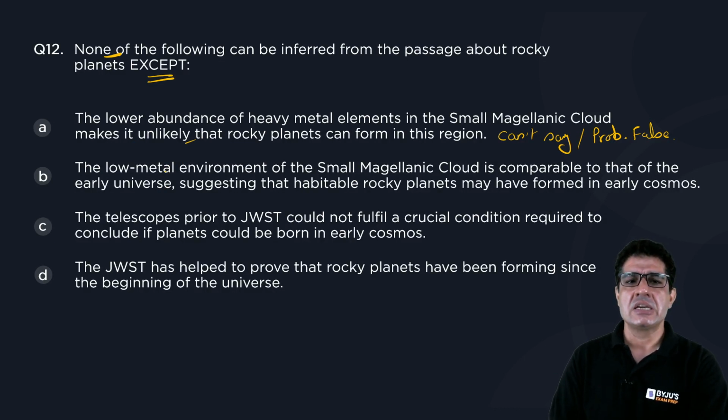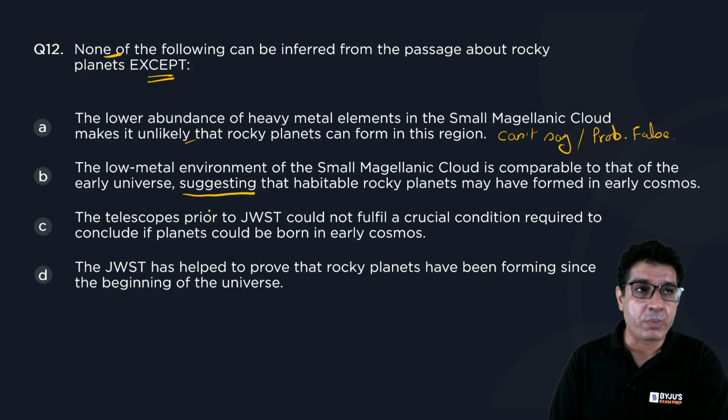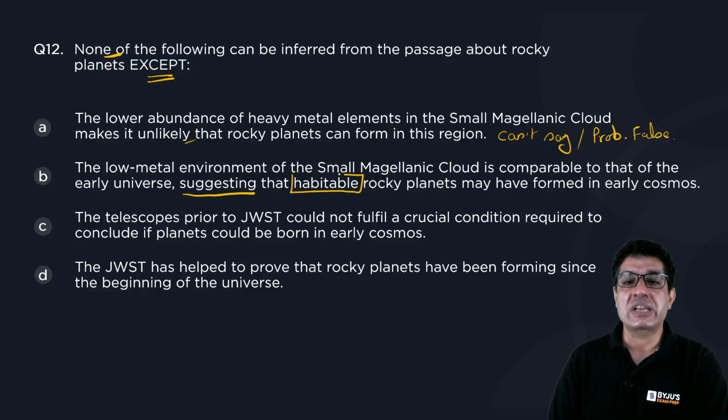Okay, B, the low metal environment of the small Magellanic Cloud is comparable to that of the early universe. True. Suggesting that habitable rocky planets may have formed in early. So two things. Number one, does it suggest? No, it is still open to discovery. And then the passage does not talk about habitable rocky planets. It talks about just rocky planets. So on both of these counts, I think B can once again be termed can't say.